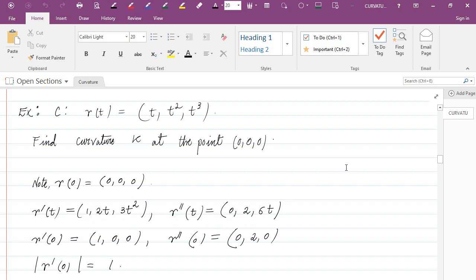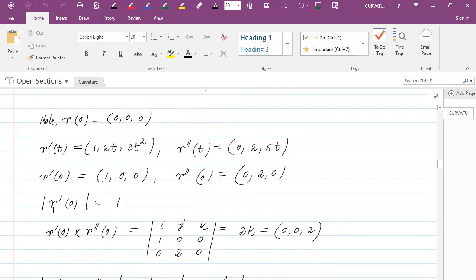Now since we want to know the curvature at this point, this is the point that is traced when t is 0. So r of 0 is that. So what is r prime of 0? R prime of 0 would be 1, 0, 0, and r double prime of 0 would be 0, 2, 0.